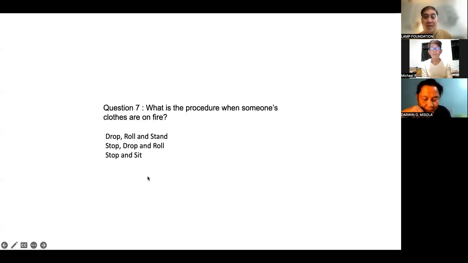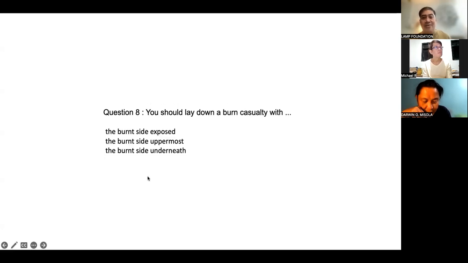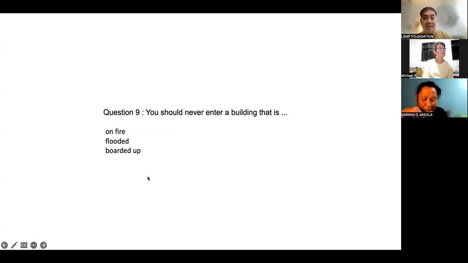Okay. What is the procedure when someone's clothes are on fire? Stop, drop, and roll. Galing. You should lay down a burn casualty with burn side uppermost. Okay, good. You should never enter a building that is on fire.